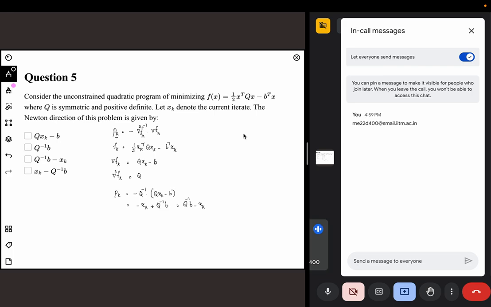This could be one way of deriving, but if you also recall, the Newton method will converge in a single step for a quadratic problem. So all I have to do is take xk plus 1 as xk plus pk, and I know it will converge in a single step. So what is xk plus 1? This will be my x star. And what is my x star? We know that grad f should be equal to 0 to get an optimal solution. So take grad f, that is Q x star minus p equal to 0, which means x star equals Q inverse p.